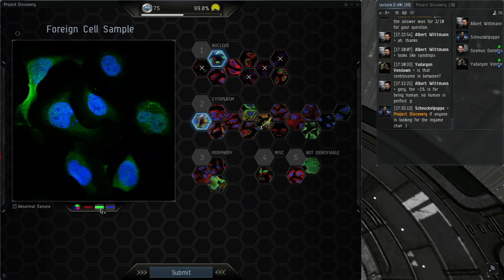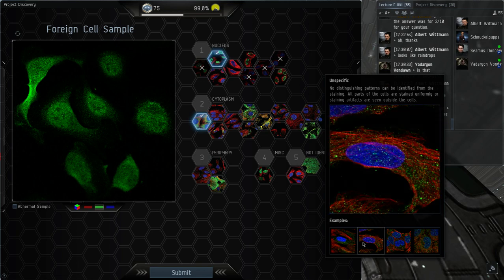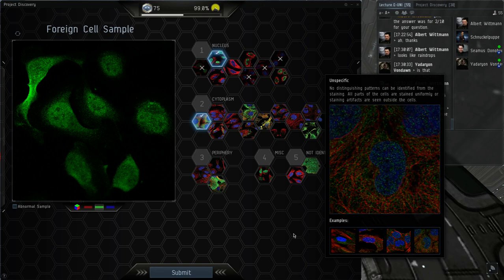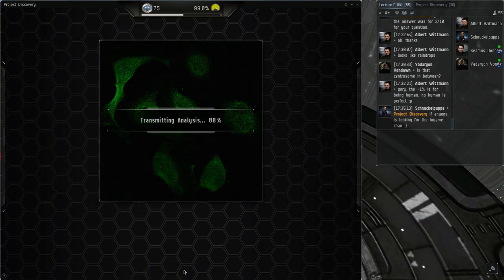And had it not been for the two cells in the middle, I would always have said that this is unspecific. If you look at the two cells in the bottom and the upper left corner, I would say this is really similar to this. You just have this even staining over the whole cell. Nothing is really distinguishable. But here, nucleoplasm and cytoplasm, if I want to be nice.